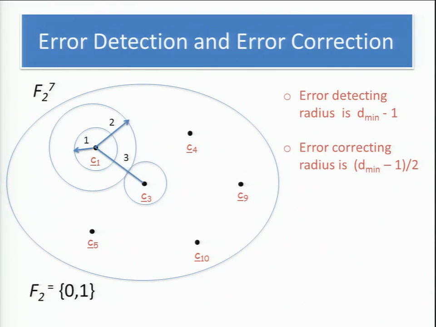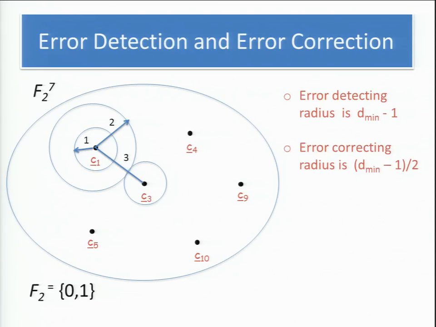So anything which comes here, I know I can detect errors in that. If I transmit a code word and I get any vector within the radius of 2, I can certainly detect errors. So the error detection radius is d-min minus 1. Because if you draw a ball of radius d-min, you will hit C3 also, and C3 is a code word. Then it could be that C1 is transmitted or C3 is transmitted, you don't know, and you have no way to detect errors. But if it is within a ball of radius 2, then you definitely know if it's an error or not.